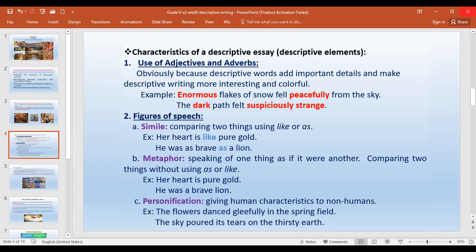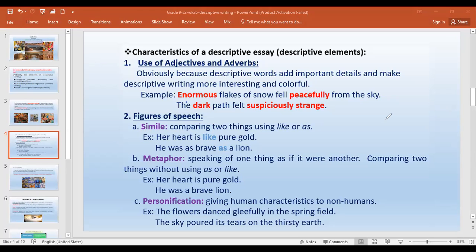Enormous flakes of snow fell peacefully from the sky. The dark path felt suspiciously strange.